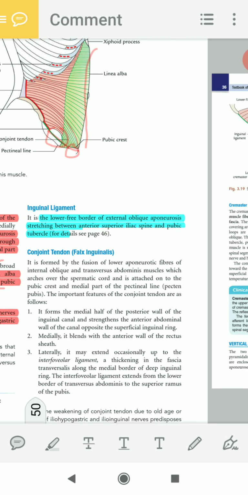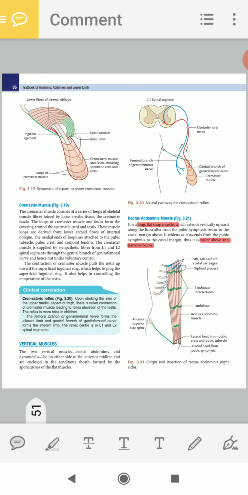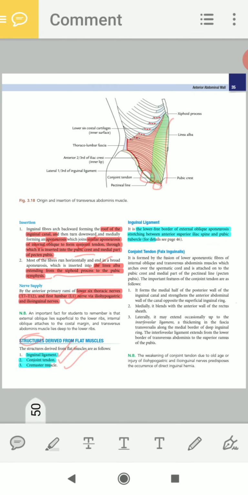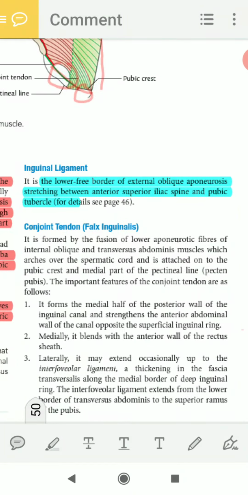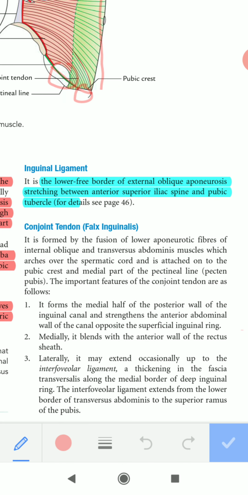Now come to the conjoint tendon. We already told you that the conjoint tendon is nothing but the fusion of the lower aponeurotic fibers of the two muscles, internal oblique and transverse abdominis muscle. And this conjoint tendon arches over the spermatic cord, and it is attached to the pubic crest and middle part of the pectineal line or pecten pubis. And the last one is the cremaster muscle.